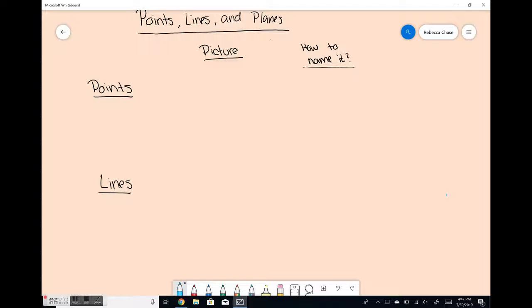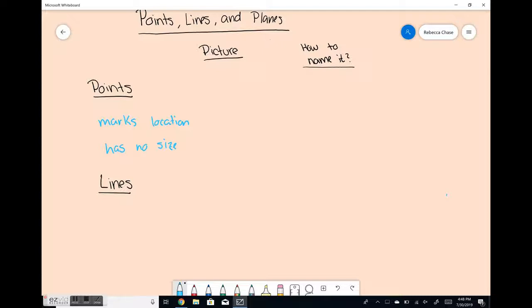So first thing we're going to talk about is points. A point simply marks a location. It's not good for anything other than that. It marks a location, and one thing you need to know about it is that you cannot measure it, so it has no size. All it does is mark a certain spot on a grid or on a plane or anything like that.